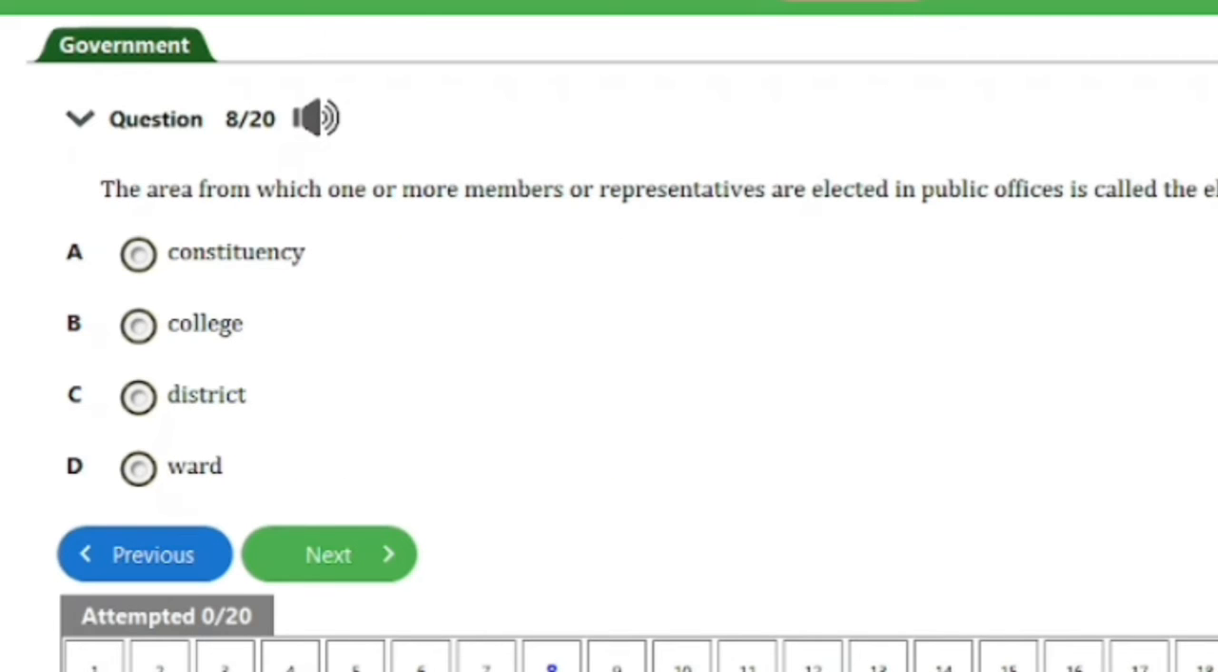So let's head on to the next question, guys. So here question number 8 says, the area from which one or more members or representatives are selected in public offices is called the electoral A. Constituency, B. College, C. District, D. Award. So guys, the answer to this question is option A. That's constituency. So let's continue with the next question, guys.